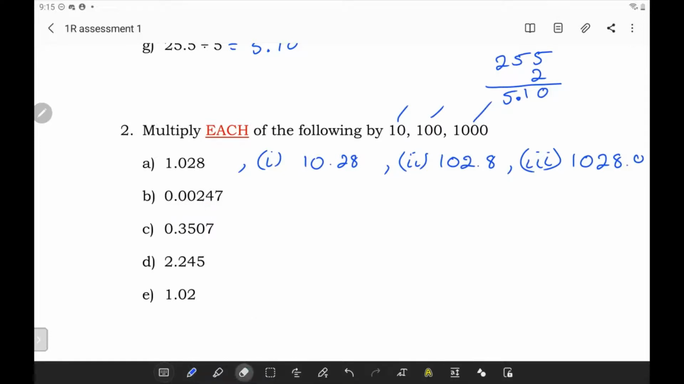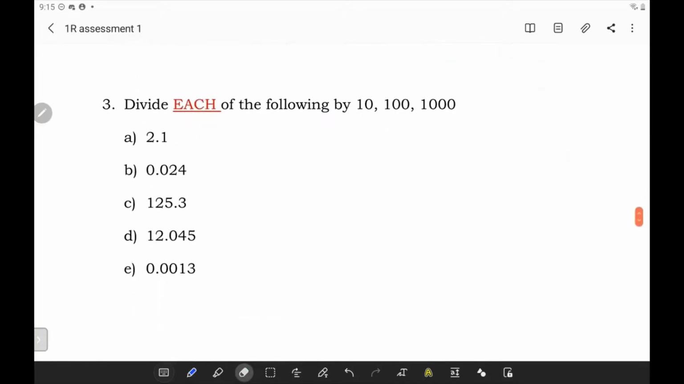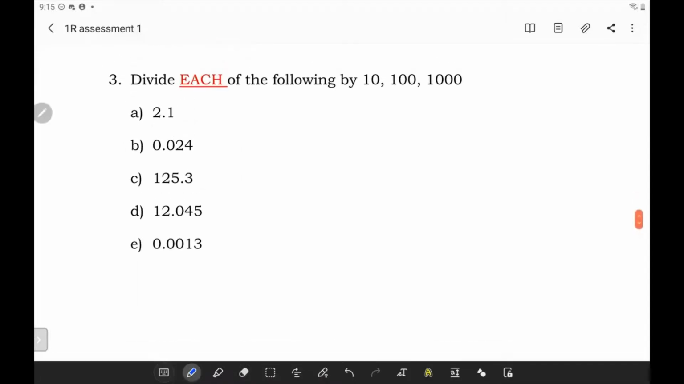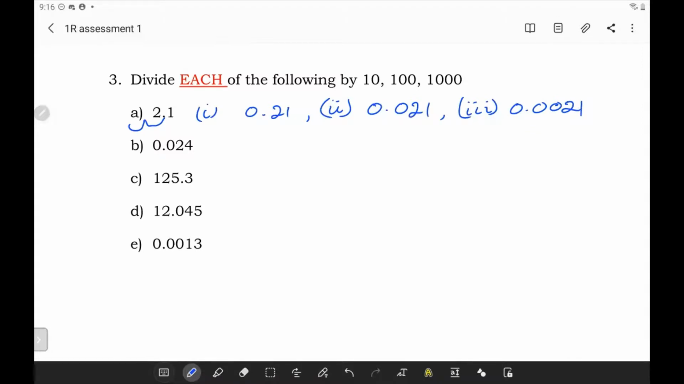Okay, lovely. And finally, part 3, divide each of the following by 10, 100, and 1,000. So this is the same idea. I will only do the first one. All right, but division is to move the other way. So that's this way. For 10, so part I would be 0.21. Then we move our next place for 100, so that will be 0.021. And finally, the last one will be 0.0021. Okay, and that is the solutions for this paper.